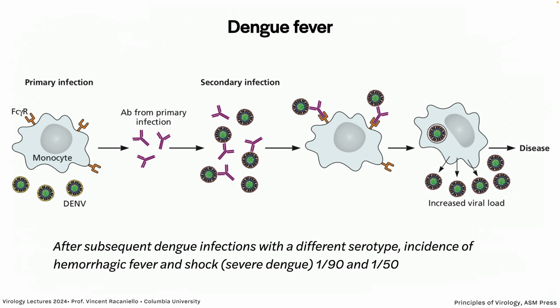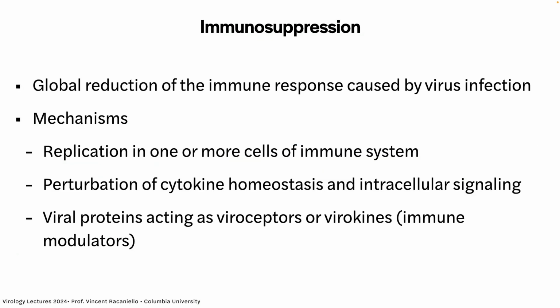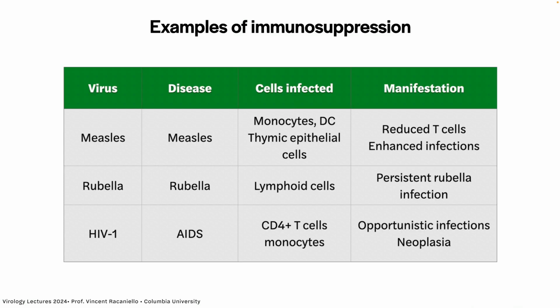It's to vaccinate everyone. And now we have some newer dengue vaccines which seem to be able to protect against this. And finally, viruses can immunosuppress, another kind of pathology, a global reduction of the immune response. The virus can reproduce in cells of the immune system. They can perturb the production of cytokines, and viral proteins, as we said, can inhibit these reactions by being viroceptors or virokines.